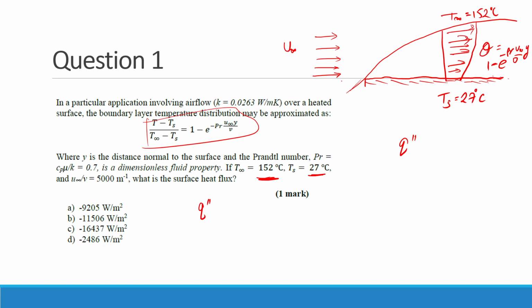For the surface heat flux you need to find the heat flux at this point. Ultimately we studied that at the surface the heat conduction will be equal to the heat convection. So you can use those equations in order to find q double dash. I will give you around 5 minutes to solve the question, as these are fairly simple questions, and then we can discuss the solutions.